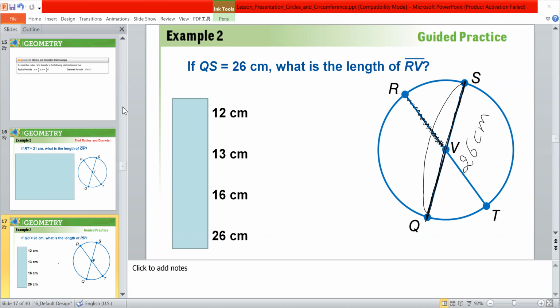13. RV is a radius. The radius is half the length of the diameter. So if I need to find RV, I take the length of the diameter, which is 26, divided by 2. So it will be 13 centimeters, as you said. Okay.